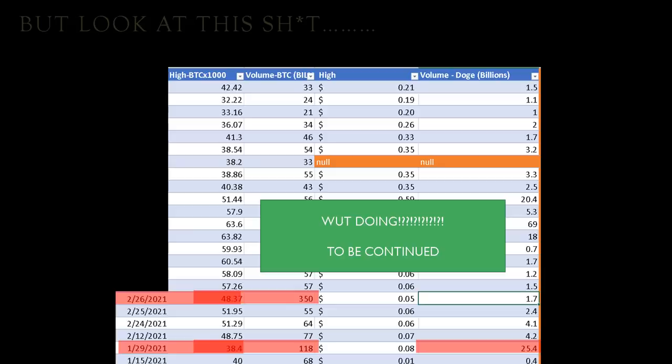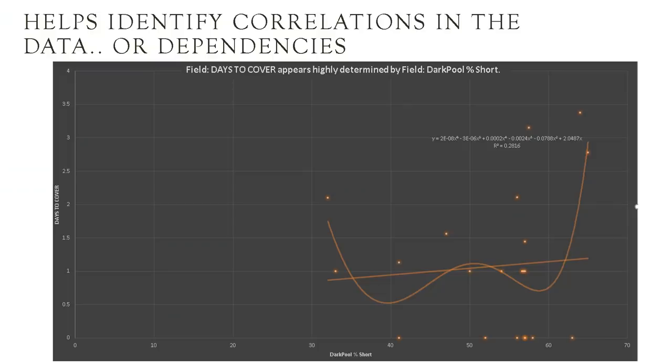This is a work in progress, and this will be continued. We also had another Dogecoin bounce right here, and in April, like on April 15th, 69. But yeah, interesting stuff. We're gonna put it all together, and hopefully it's gonna be mind blowing.